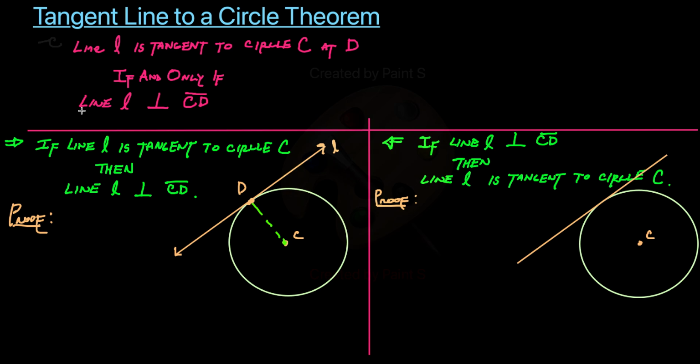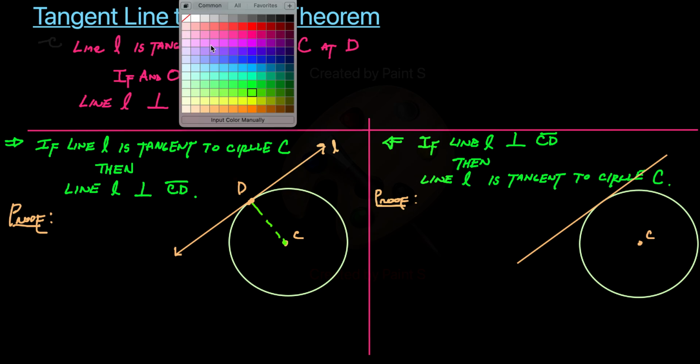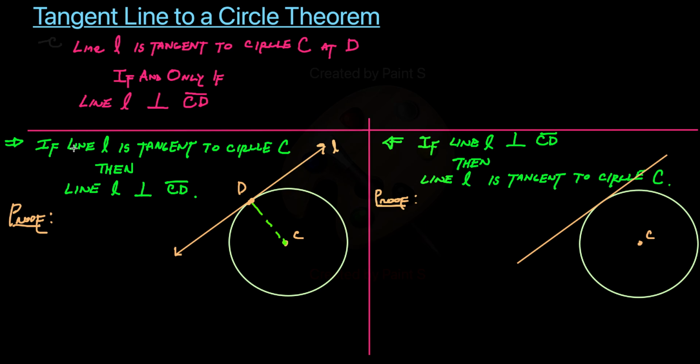So the one direction is: if line L is tangent to circle C at D, then line L is perpendicular to CD. In this case, we're given it's 100% true. It's always true. No assumption, just that line L is tangent to circle C. So that means there's this one point that they share, point D. D is on L, and D is on this circle.